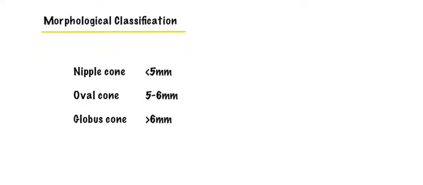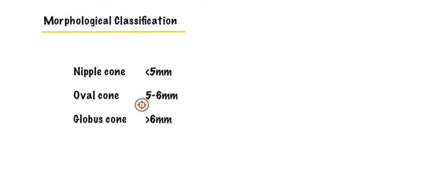Next is a morphological classification. So keratoconus is classified on the basis of its shape and size. So what are the classifications? We'll see one by one. The nipple cone is one type of keratoconus where the keratoconus is very small, where the size is less than 5 millimeter, and this nipple cone is the smallest of all the three types.